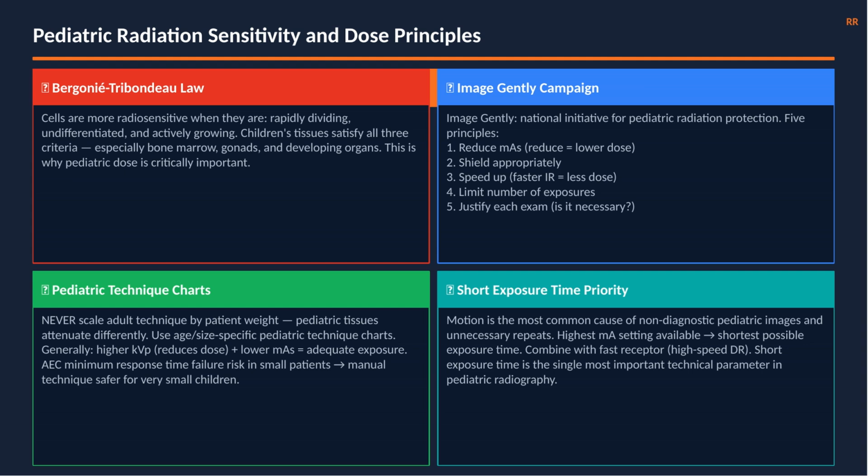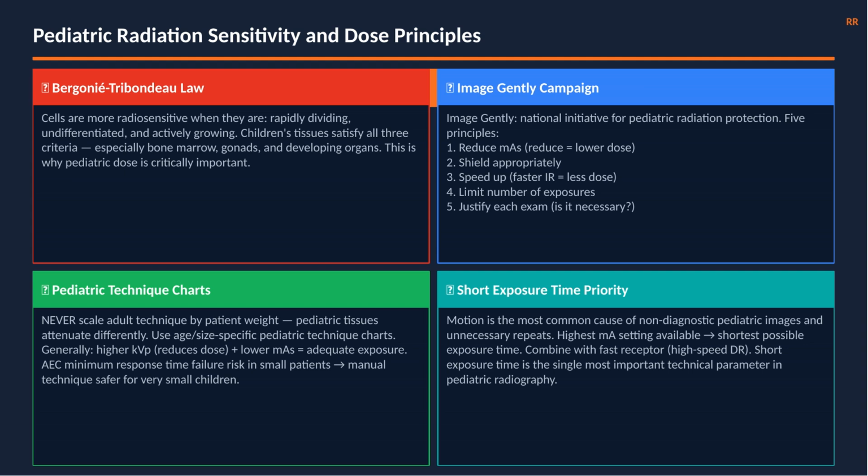Pediatric technique charts. Never scale adult technique by patient weight. Pediatric tissues have different attenuation characteristics than adults. Age and size. Specific charts must be used. Generally, higher kVp than you might expect. Pediatric patients are thin, so penetration is not the challenge. Combined with lower mAs, adequate exposure at minimum dose.